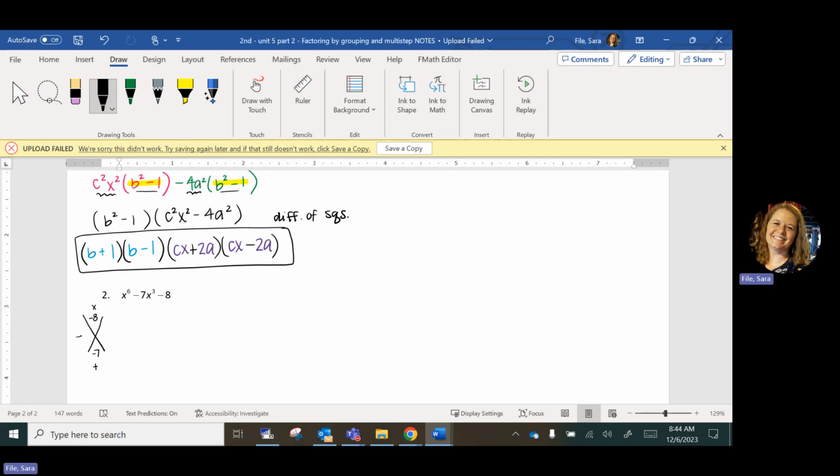-8, +1. Good. So if I'm doing grouping, then I am replacing that middle term with what I just came up with. So x to the 6th is going to stay as is, but instead of -7x cubed, I'm going to have -8x cubed plus 1x cubed. So I make that substitution, and then I still have -8 at the end.